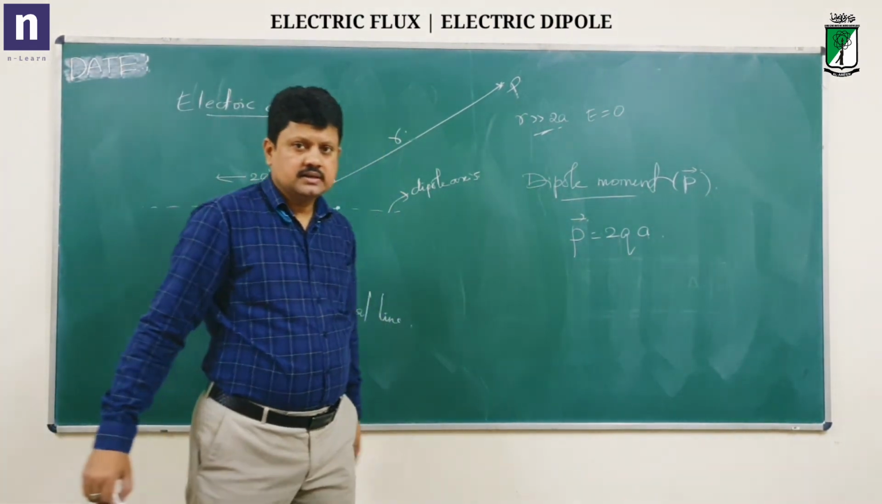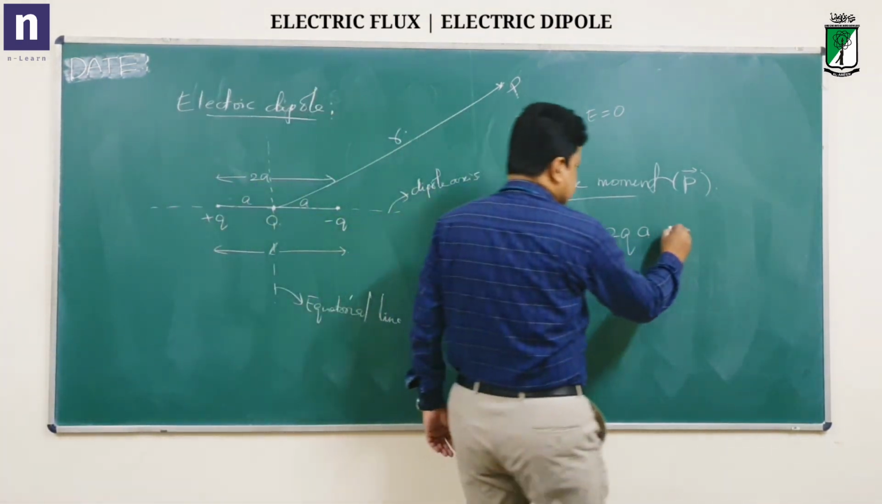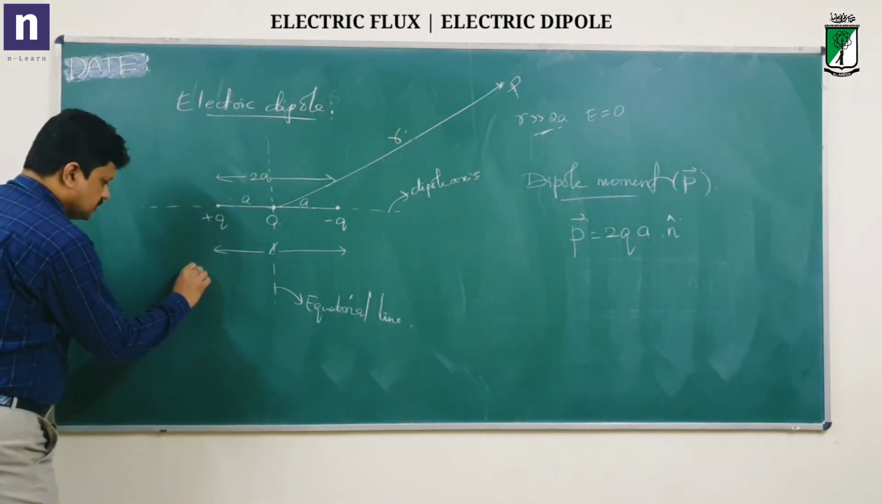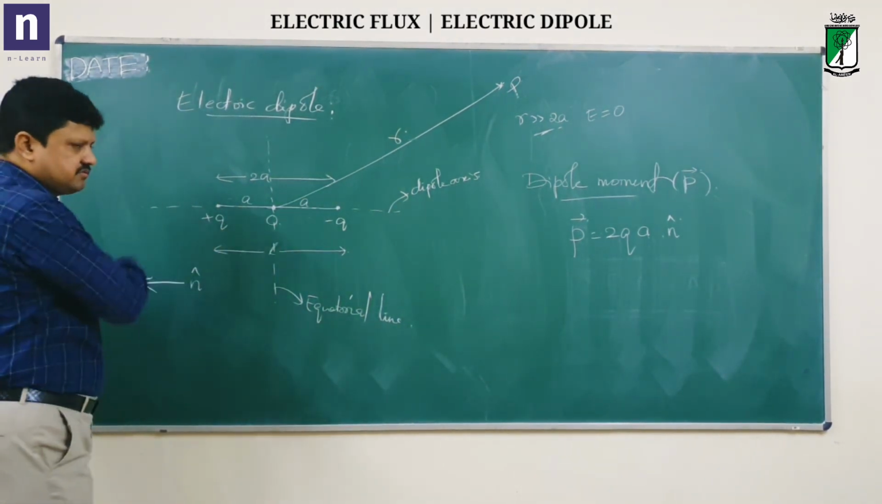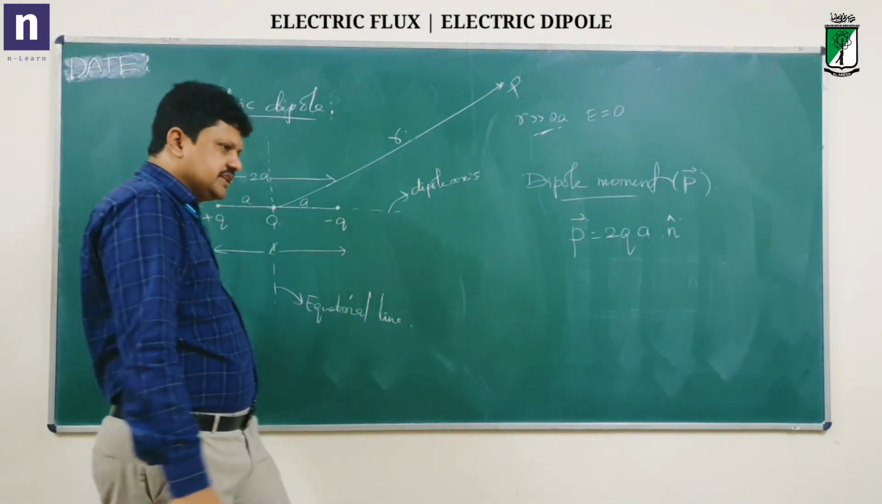Then what is the direction? I put a vector sign here. The direction is negative to positive. There is a unit vector, which I will show here. It is negative to positive. So the dipole moment is always in the direction from negative to positive.